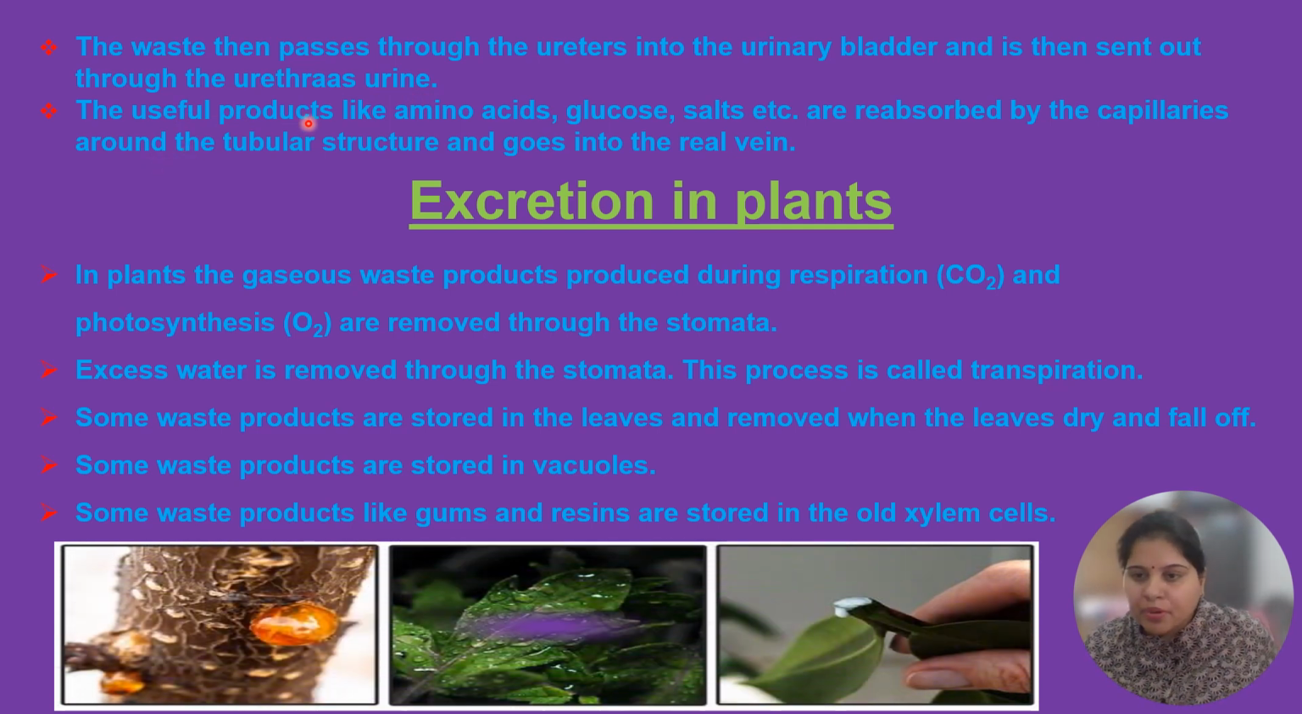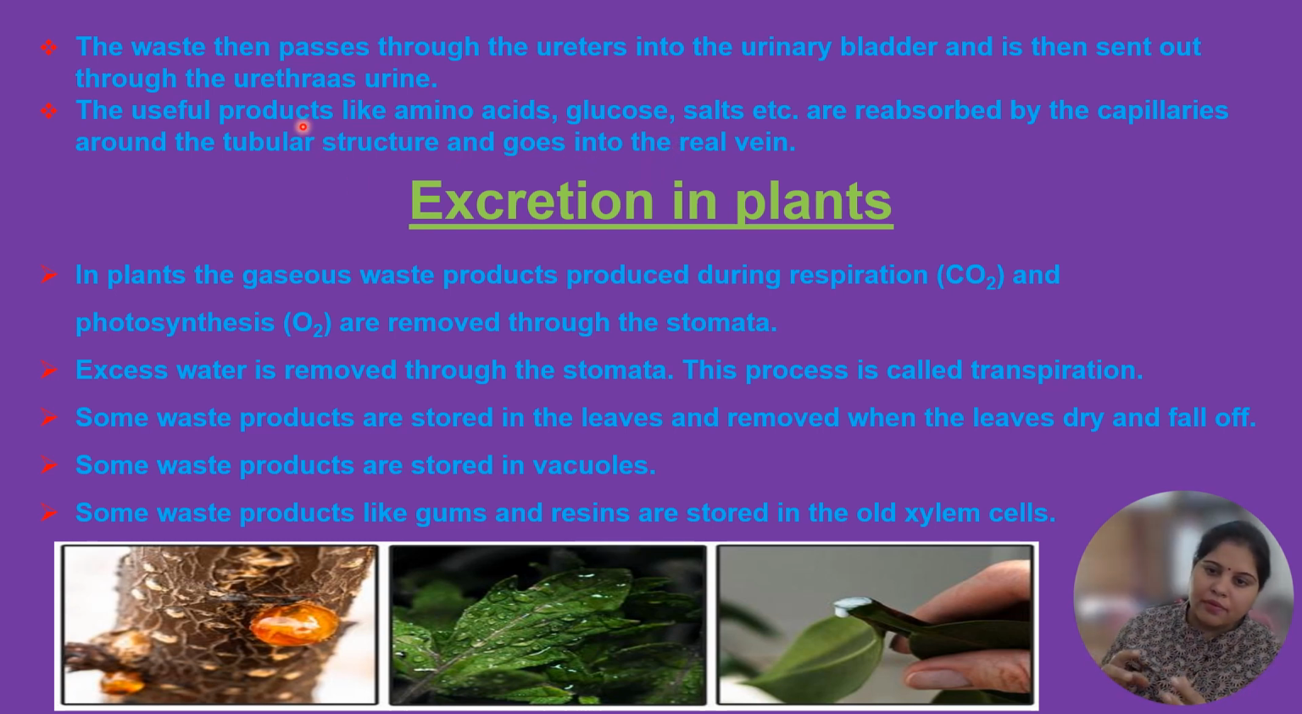During this process some important substances are also there, like amino acids, glucose, salt, etc. These important substances are again reabsorbed by the capillaries around the tubular structure, and they go into the renal vein, and through the renal vein again go to the vena cava, and through the vena cava to the lungs for further oxygenation.